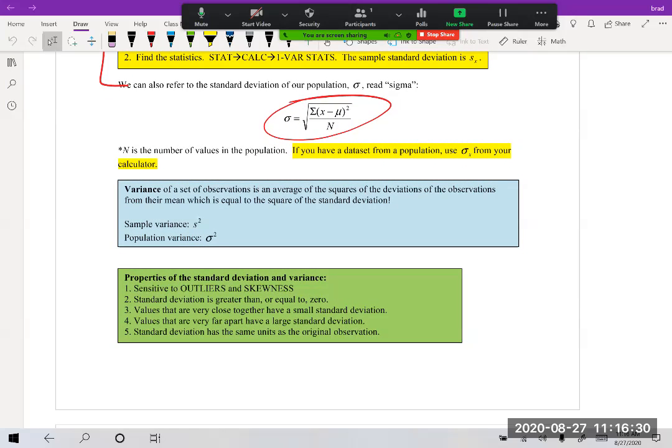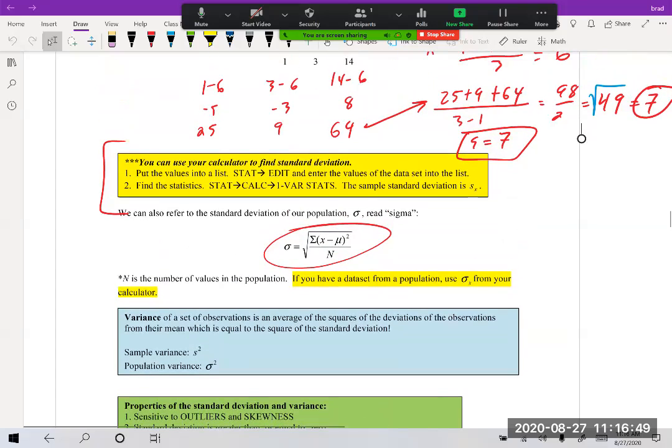Now variance. The variance of a set of observations is an average of the squares of the deviations of the observations from their mean, which is equal to the square of the standard deviation. So basically, if you know the standard deviation, all you have to do is square it. In this problem, the standard deviation was 7, so S squared equals the variance, which is equal to 49. So it's kind of like the number before you square rooted it. That's why if you know the variance, you can always find the standard deviation by square rooting, and if you know the standard deviation, you can always square it to find the variance.